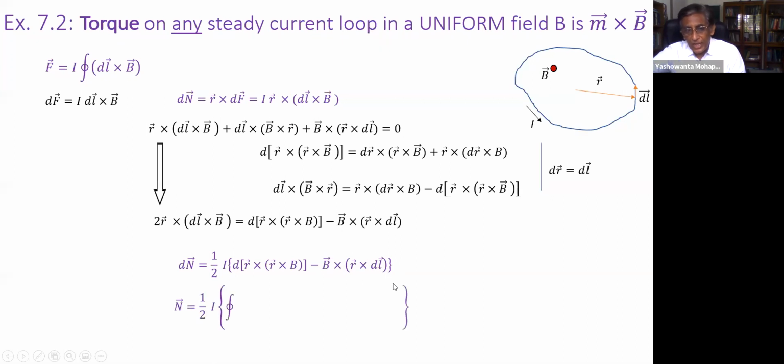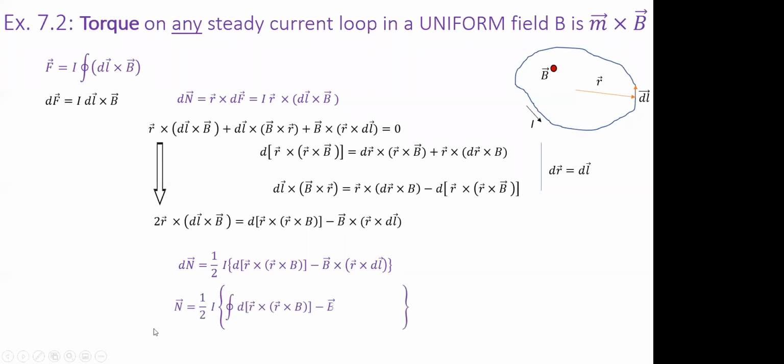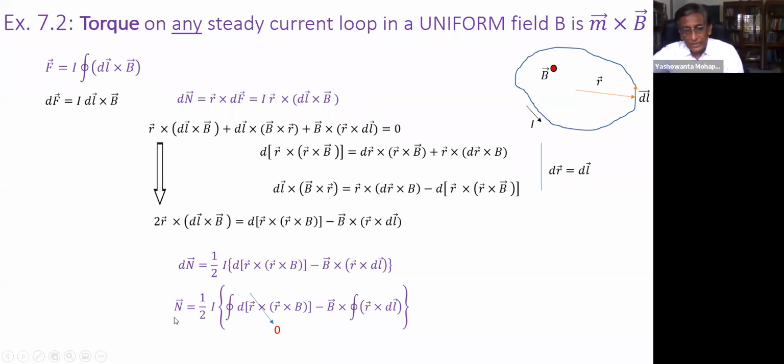And hence the N vector, the total torque, is just the integration of that. Of course, r cross B integrates to 0. And what is this? This is r cross dl, and this is twice A. Half r cross dl was A, and there is a half here, and hence I can write this as N is minus I B cross A, which is m cross B. This is for any arbitrary loop.